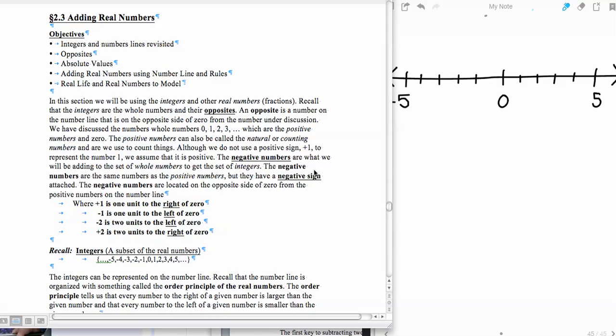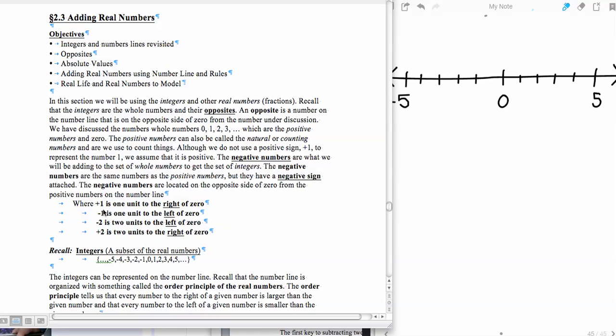They're the counting numbers. They're the things that we use to count things, and we don't use 0 to count things. So when we see the number 1, although we don't use the positive sign, it does represent a positive number. And the negative numbers are what we will be using in adding to the whole numbers to get the set of integers. So the negative numbers are the same as the positive numbers, but they have a negative sign attached to them because they're on the opposite side of 0. And the negative numbers, as I said, are located on the opposite side.